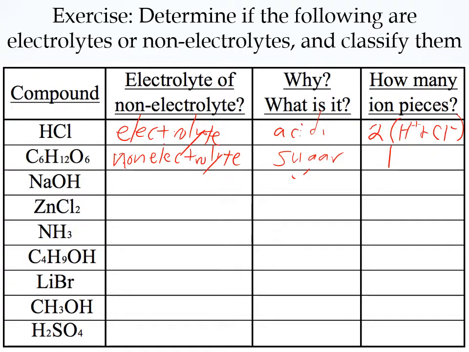NaOH is on table L as a base, so it is an electrolyte. And like HCl, when it splits apart, it will release multiple pieces. The Na plus ion will split apart from the OH minus ion.